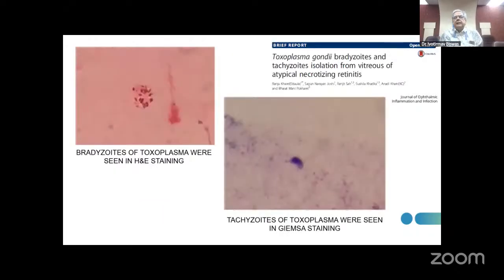And this is an elegant study by my student, Ranju Kharel Sitaula from Nepal. She did a vitreous biopsy and could demonstrate bradyzoites of toxoplasma in the H&E staining. And the tachyzoites are also seen in the H&E stained vitreous specimen. So in case of doubt, with vitreous haze and retinochoroidal lesions, you can do a vitreous biopsy. From there, you can see cytologically toxoplasma gondii cysts or bradyzoites or tachyzoites.